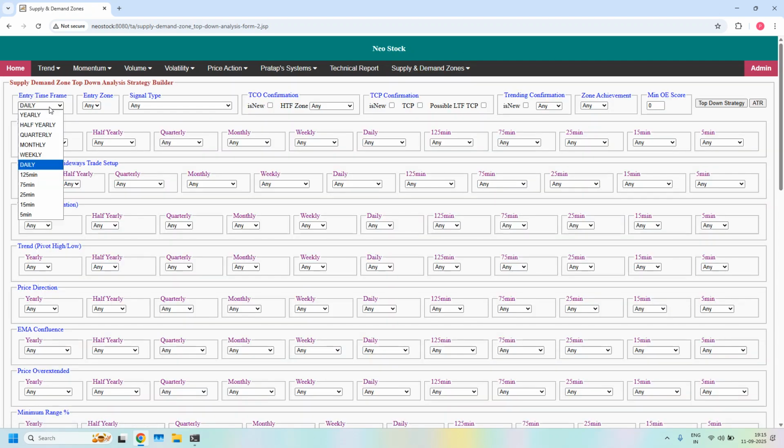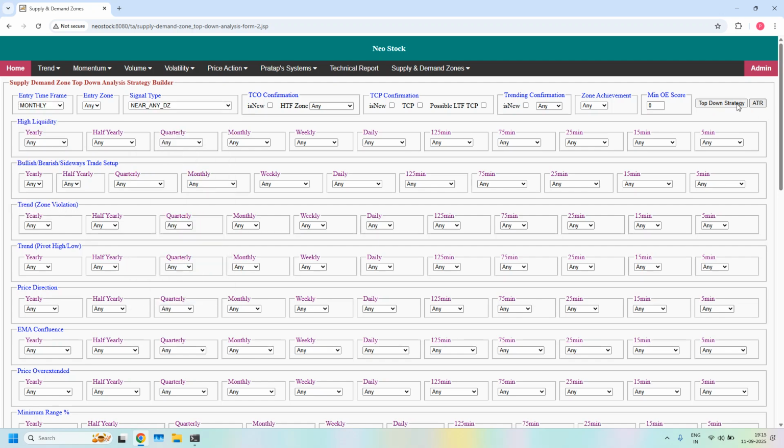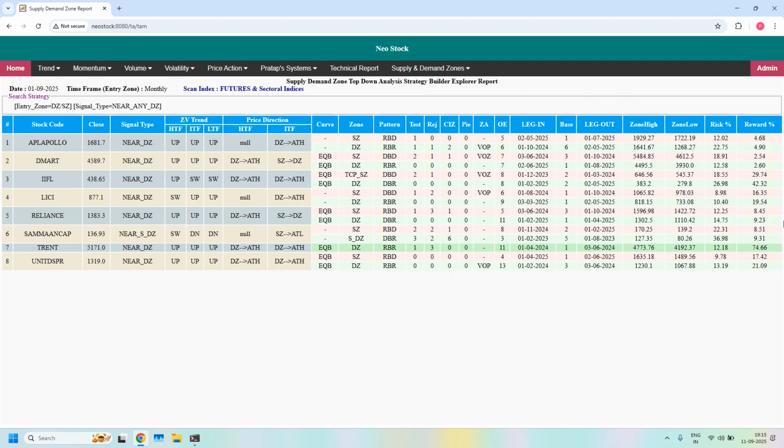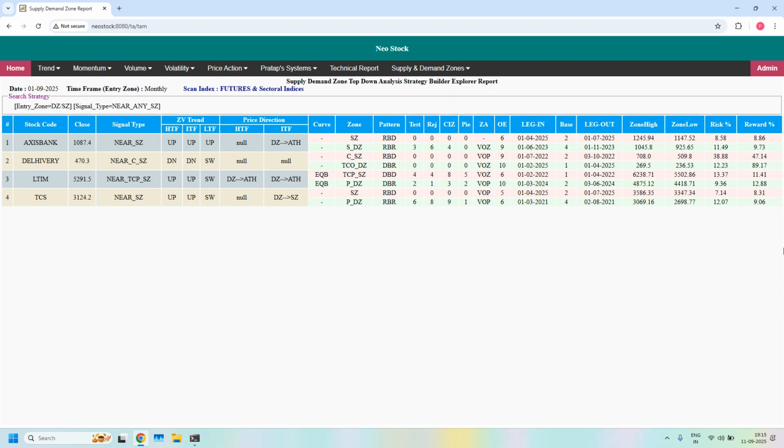Next time frame is monthly. Stocks near to the monthly demand zone. We got 8 stocks. Next, stocks near to the monthly supply zone. We got 4 stocks.